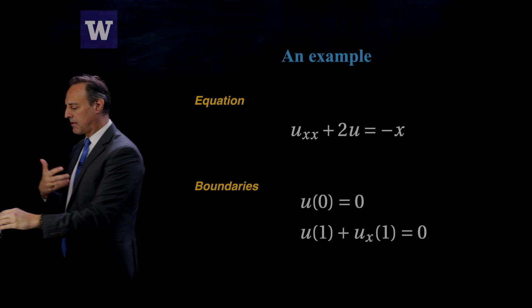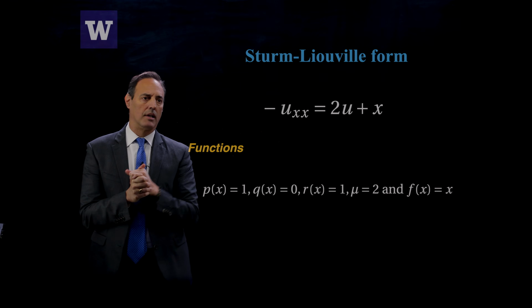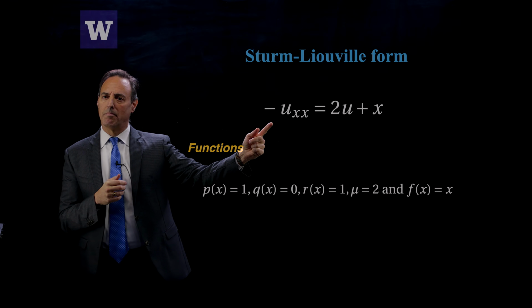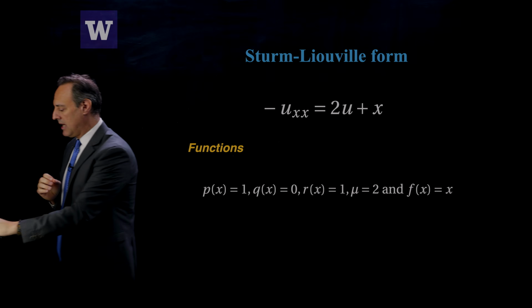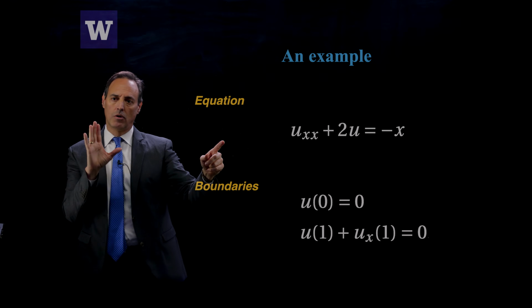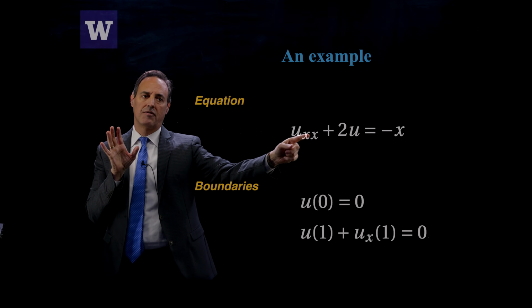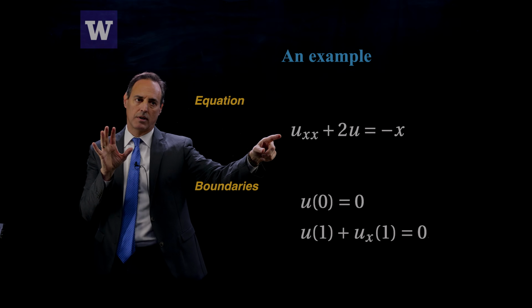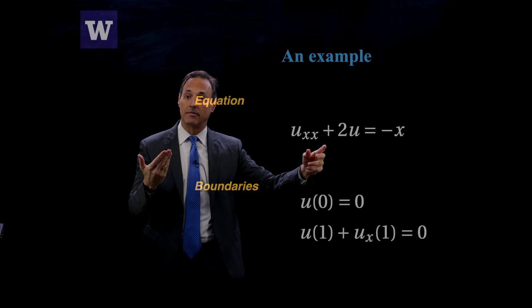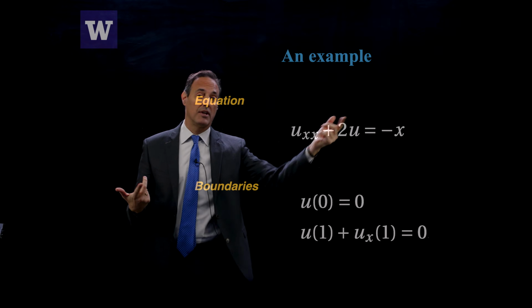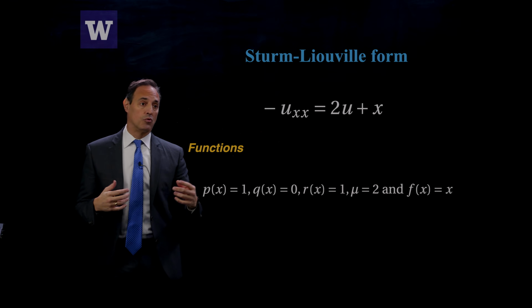Let's first set the problem up. I have rewritten it like this. The Sturm-Liouville form is minus u_xx equals 2u plus q. Now notice what I did here. In the Sturm-Liouville form that I gave you, I have to have a minus sign in front of the derivative term, and if I took a minus sign on both sides, it would be minus u_xx minus 2u. But the form I had there required q of x to be positive, and it would be negative in that case. So I move that to the other side, and now my r of x is 1 and my mu is equal to 2.